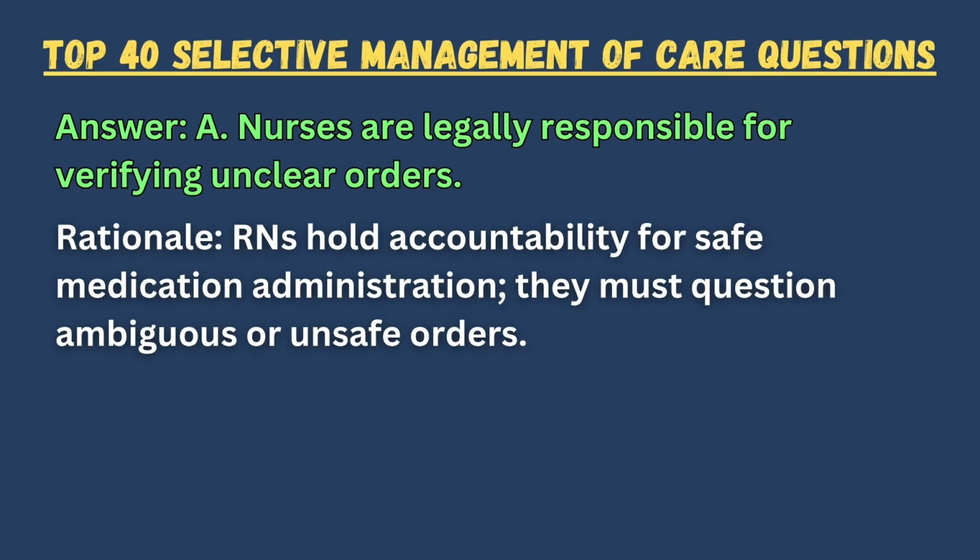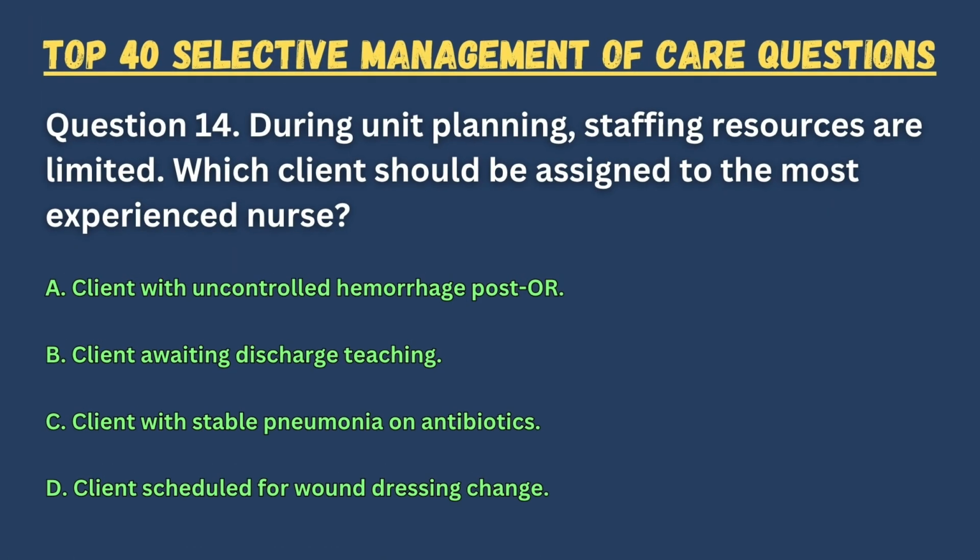Rationale: RNs hold accountability for safe medication administration. They must question ambiguous or unsafe orders. Question 14. During unit planning, staffing resources are limited. Which client should be assigned to the most experienced nurse? A. Client with uncontrolled hemorrhage post-OR. B. Client awaiting discharge teaching. C. Client with stable pneumonia on antibiotics.